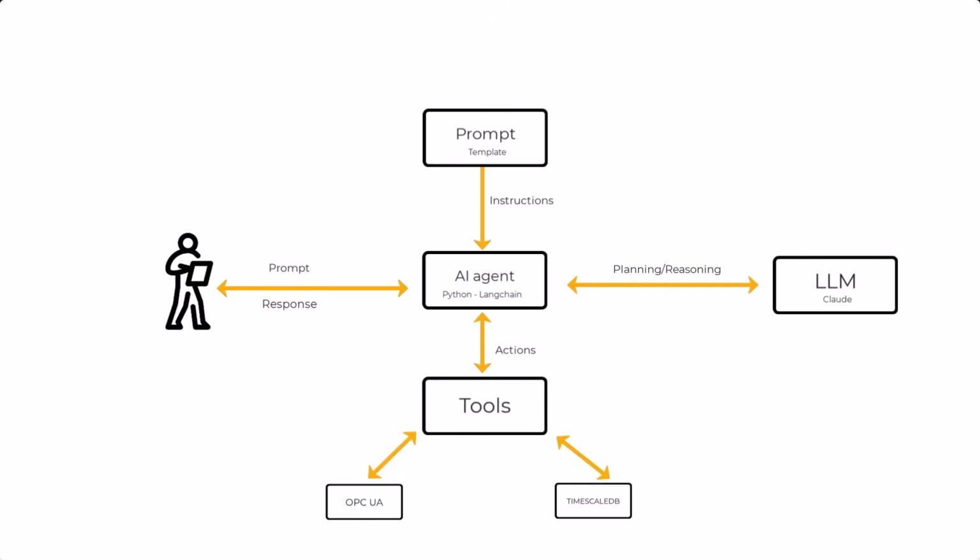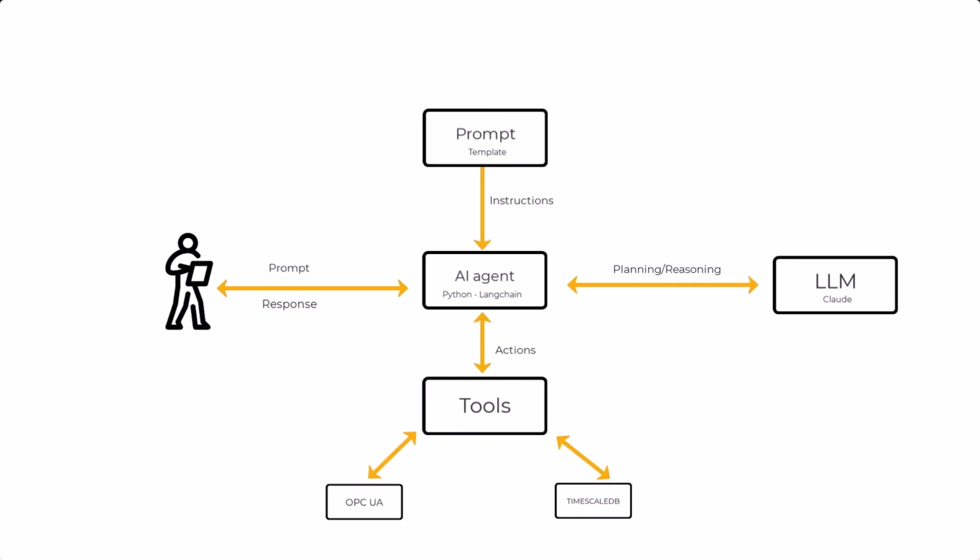But here's the thing, Claude or any LLM doesn't naturally know how to talk to an OPC UA server or databases. That's where our Python functions come in. We're going to transform them into tools that the LLM can call whenever it needs to retrieve data. And critically, we need a prompt template that gives the agent clear instructions about its role, what tools it has available, and how it should behave.